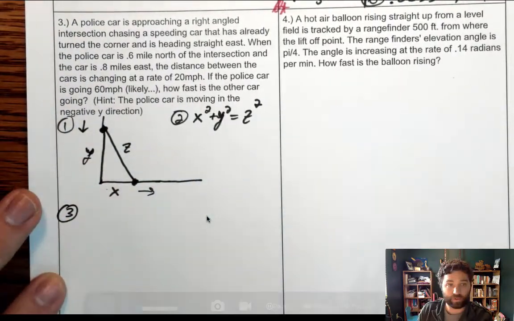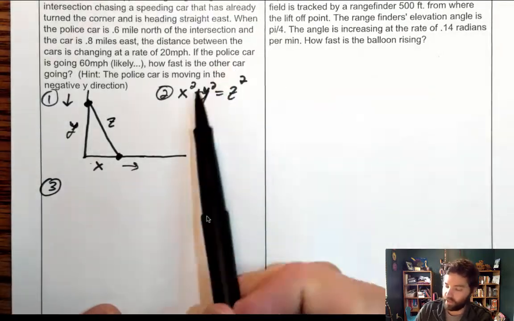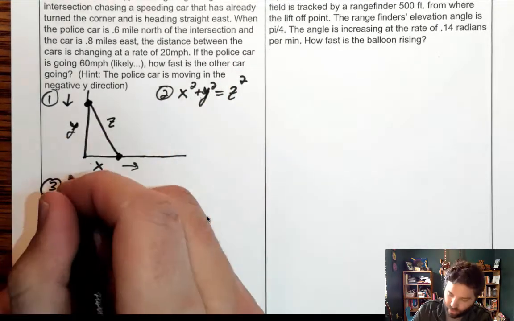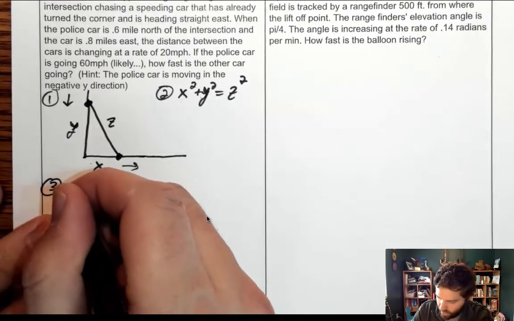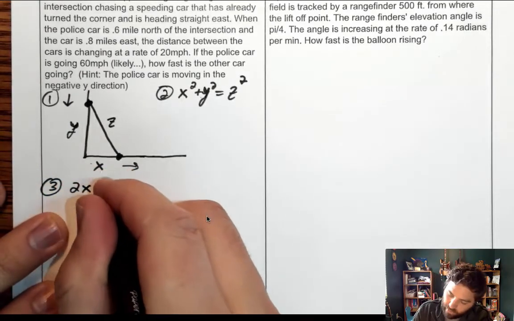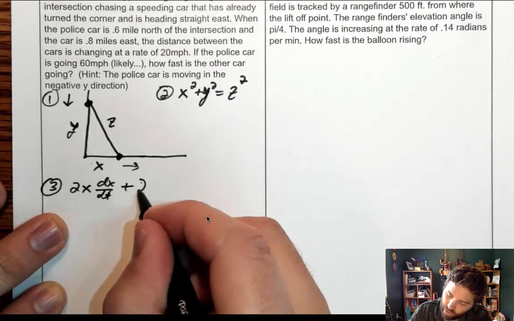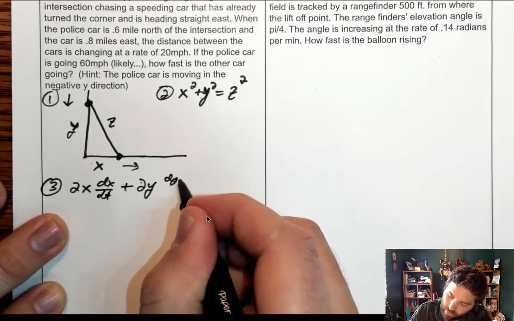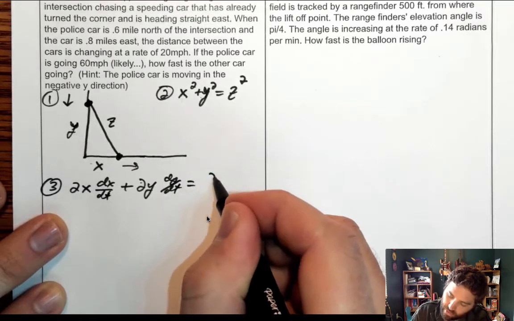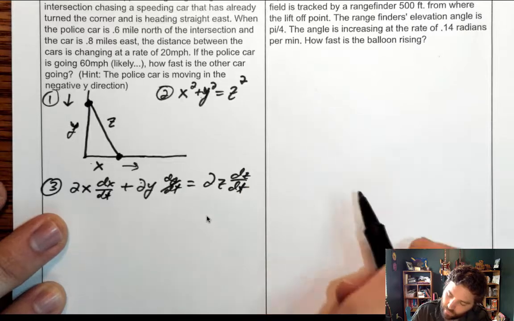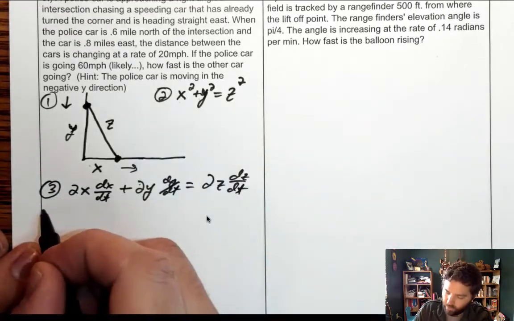And we're taking the derivative with respect to time, so all of these are going to require implicit differentiation. So I will get this for step 3. 2x dx/dt plus 2y dy/dt equals 2z dz/dt. Okay. Step 4.